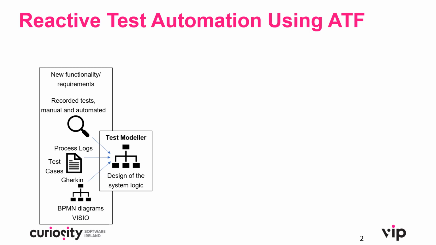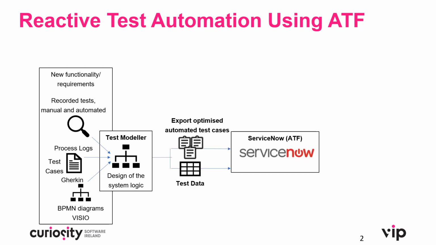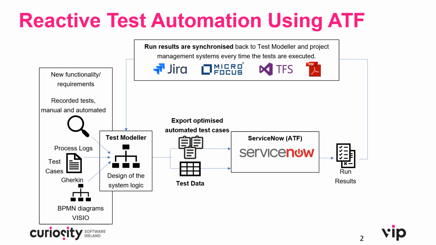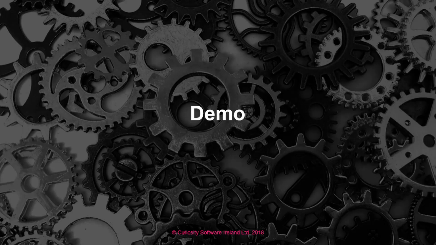In this video, we're going to be importing and creating models from recorded manual tester activity. We're going to export optimized automated test cases from these recordings with the associated test data into the ServiceNow platform as ATF test suites. We're then going to run the tests, capture the run results, and synchronize the results back into Test Modeler and any project management systems along the way. So let's jump into the demo.